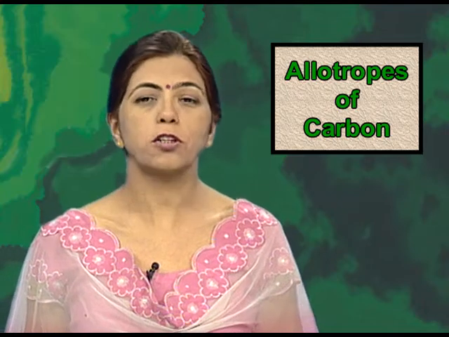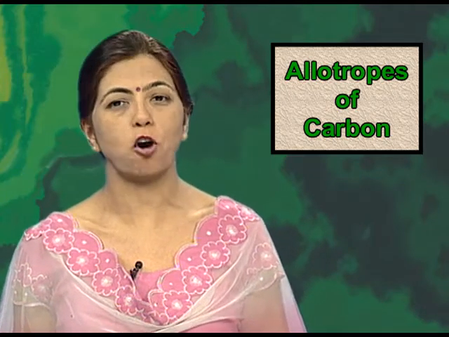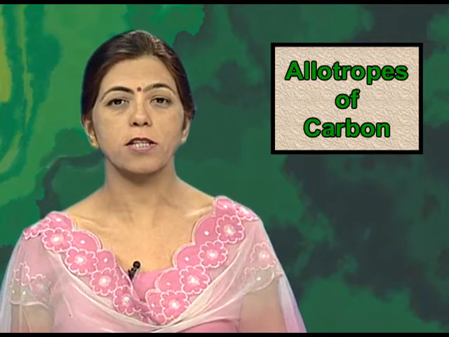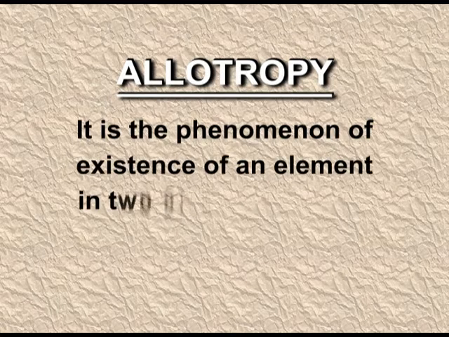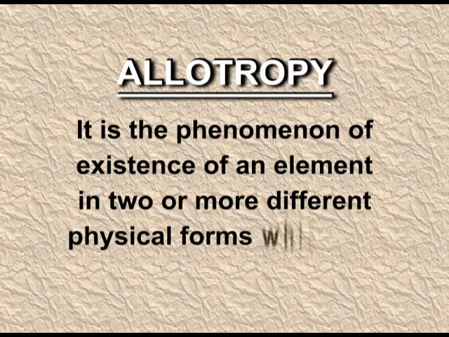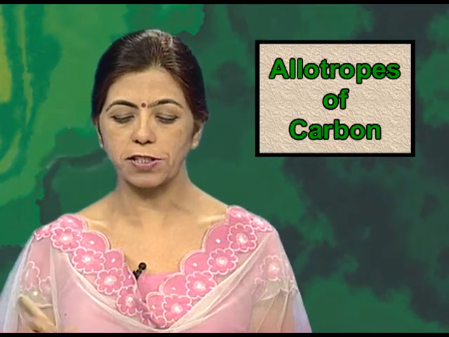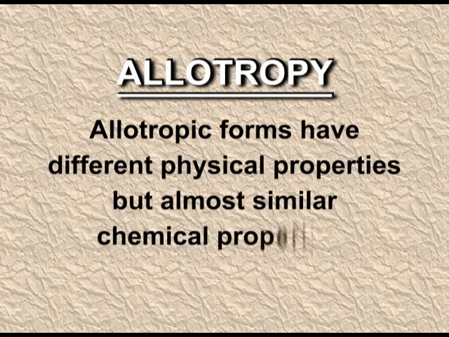They are both the forms of carbon. They are known as allotropic forms of carbon. Now what is this allotropy? This is today's topic. Allotropy is the phenomenon of existence of an element in two or more different physical forms which are almost chemically the same. Allotropic forms have different physical properties but almost similar chemical properties.